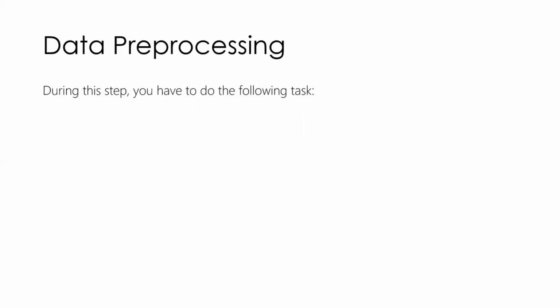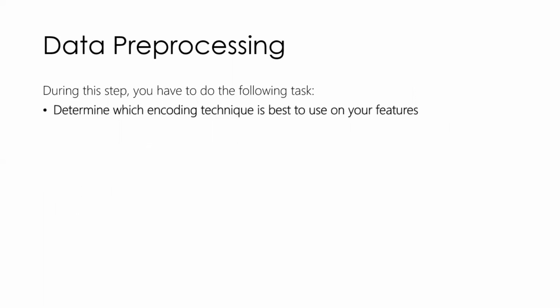In the last part, we will be doing data pre-processing. And during this step, you have to do the following tasks. Determine which encoding technique is best to use on your features, and then apply the appropriate encoding technique, which can be label encoding or one-hot encoding or dummy encoding as well.